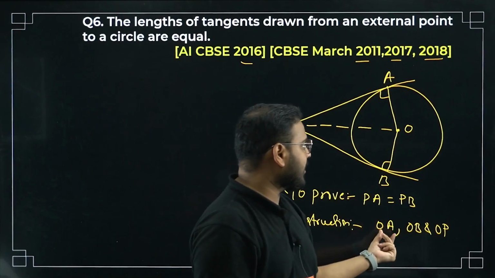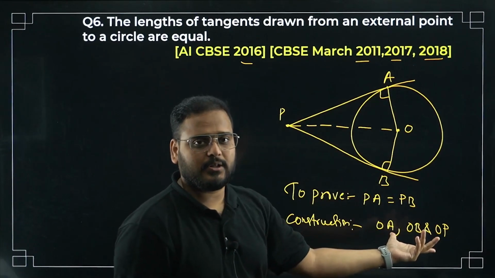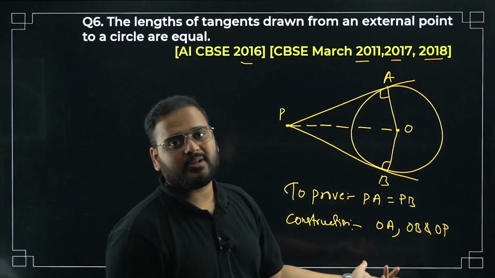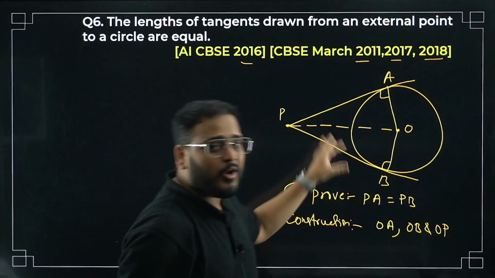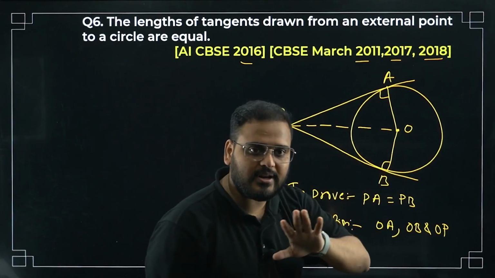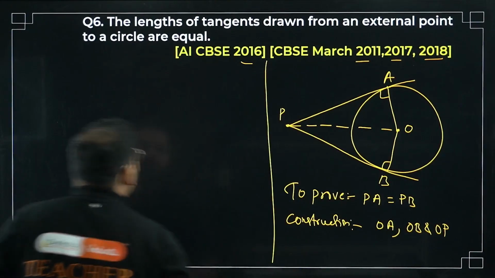Do you have to say OA perpendicular to AP? We don't have to say that, right? Because OA is a radius, no? It has to be perpendicular, okay? OB is a radius, it has to be perpendicular. Again, we don't have to say OA perpendicular to AP and OB perpendicular to BP. We are not making it, it's already perpendicular. All of you agree? Okay. So construction is done. Let's go to proof part.